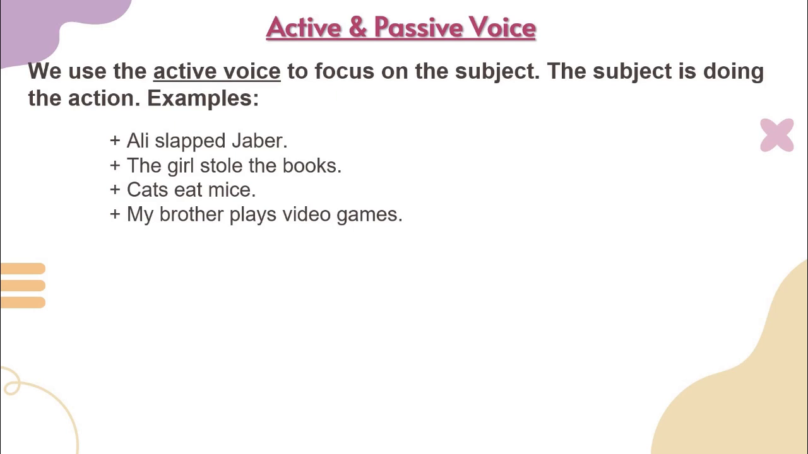Ali. The second one, same thing. The girl stole the books. So again, here, the girl, she's the subject. She's the one doing the action. She's the one stealing, right? Again, cats eat mice. And then we have my brother plays video games. So when you have a sentence in the active voice, you can clearly see that we are focusing on the subject. The subject is doing the action.